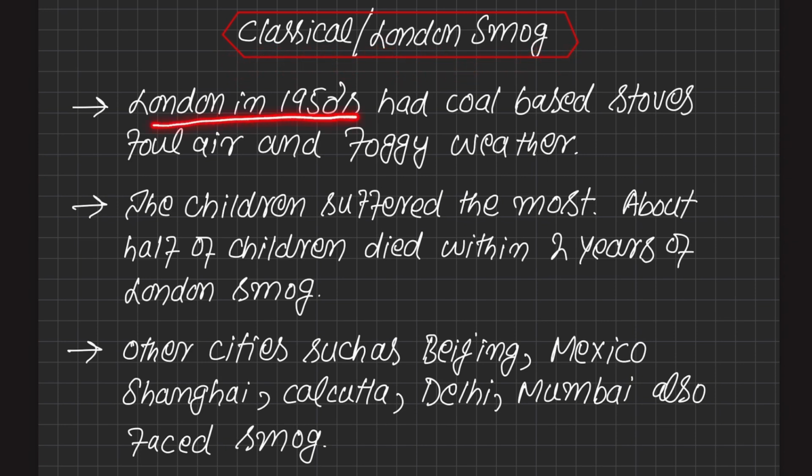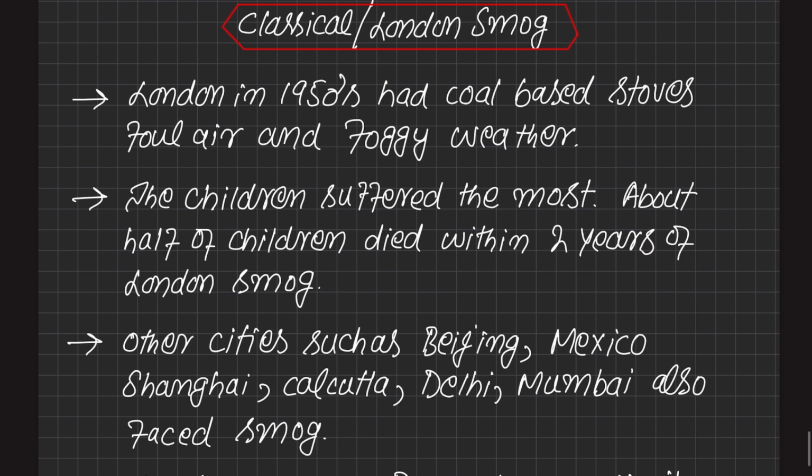This smog appeared in 1952, and it has been recorded in history that in the 1950s the industrial units constructed in London mostly used coal as a major fuel, the air was very polluted and the weather was foggy in nature. What happened was that children suffered the most, and about half of the children died within 2 years of this smog.